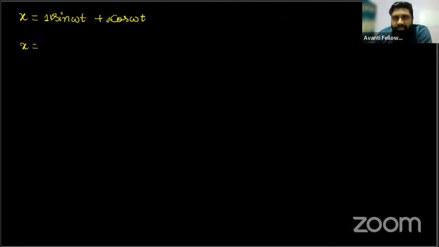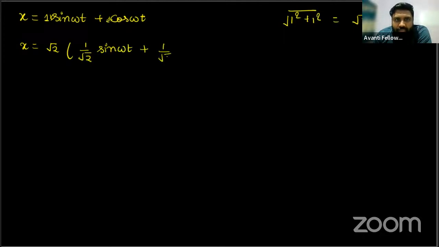You will take these ones, square them and add them, and then take the square root. So it will become root 2. Now divide this whole expression on the right hand side by root 2 and multiply also by root 2. When you multiply and divide, the divide part we will take inside. So it will become 1 by root 2 sine omega t plus 1 by root 2 cos omega t.